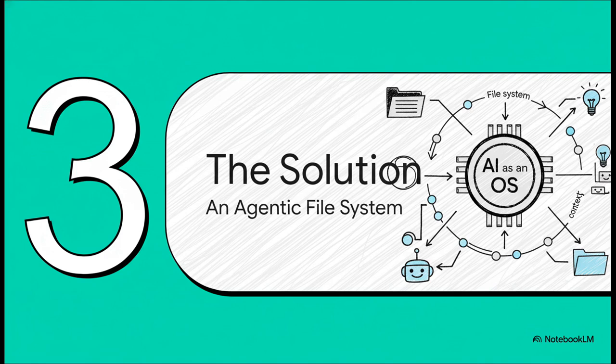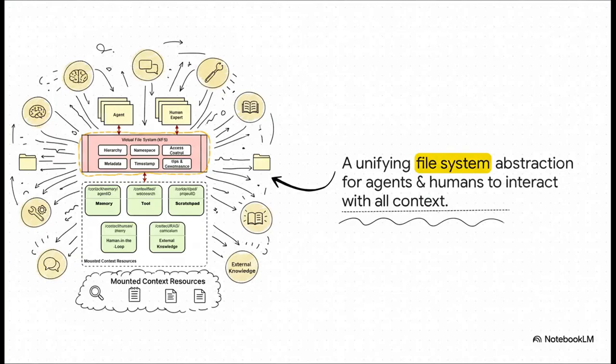Okay, so this AI as an OS idea sounds awesome in theory, right? But what does it actually look like as a piece of software you can build? The paper calls the solution the Agentic File System, and it's so clever. It's basically this virtual layer that sits between the AI agent and everything else. All the context sources, memory, tools, databases are mounted into this file system. This means the agent can now talk to a super complex vector database and a simple text file using the exact same basic commands: read, write, and search.